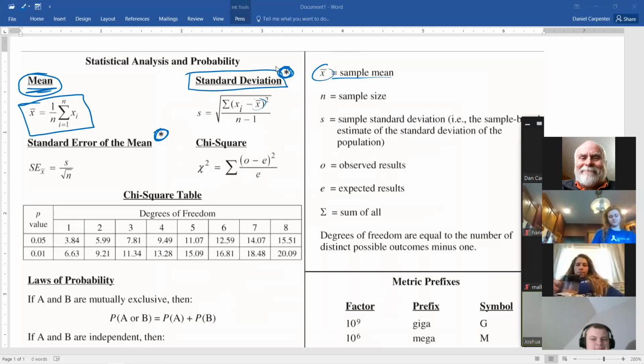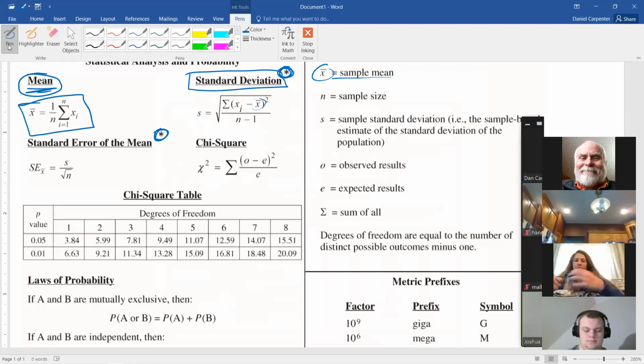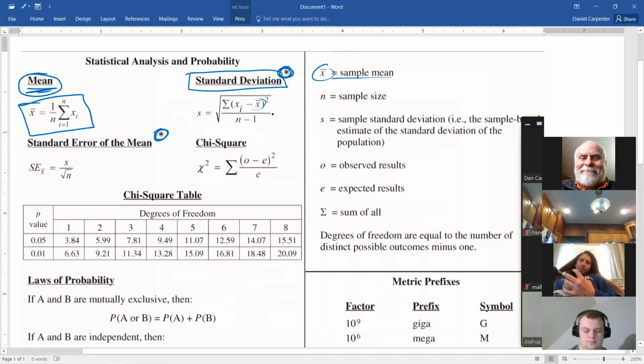So standard deviation, there's the asterisk, and standard error of the mean, there's an asterisk, and the asterisk says you don't need to know how to do them, but you do need to know what they mean, how they work. So again, mean is average, standard deviation, X bar is the sample mean.